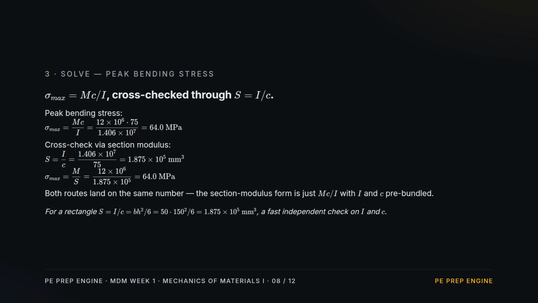Part 2. The peak stress. Maximum bending stress is the moment times the outer fiber distance over the moment of inertia. Cross-check it through the section modulus. Divide the moment of inertia by the outer fiber distance to get the section modulus. Then the stress is simply the moment over that section modulus. Two routes, one answer. That agreement is your confidence the section properties are right.